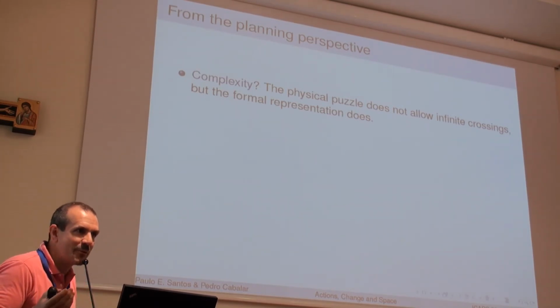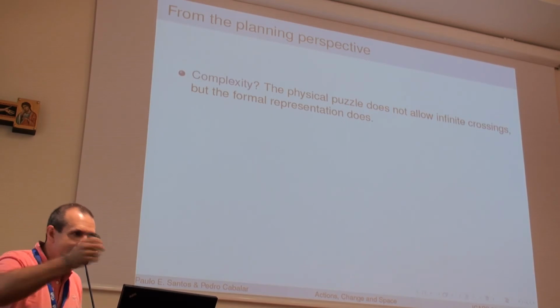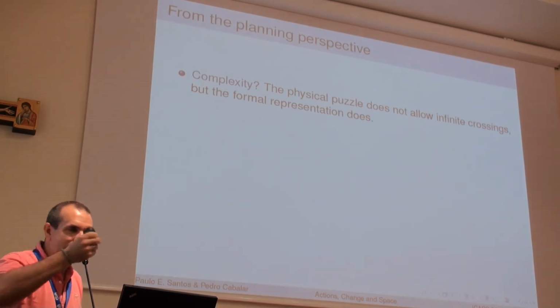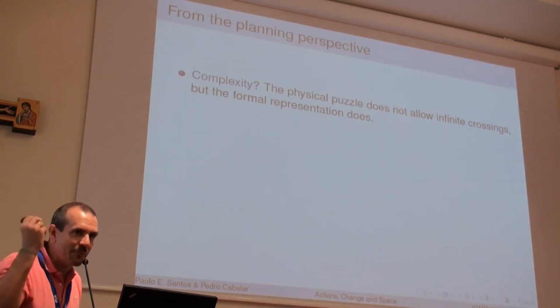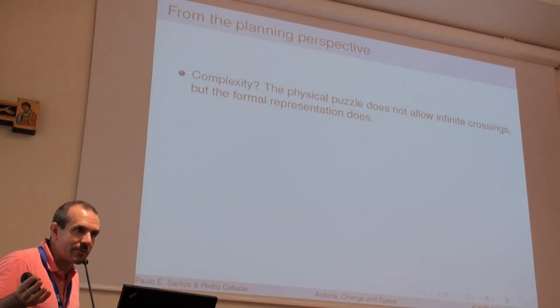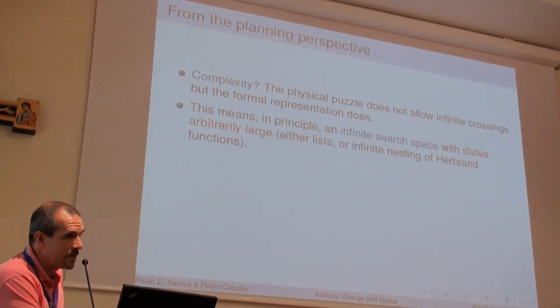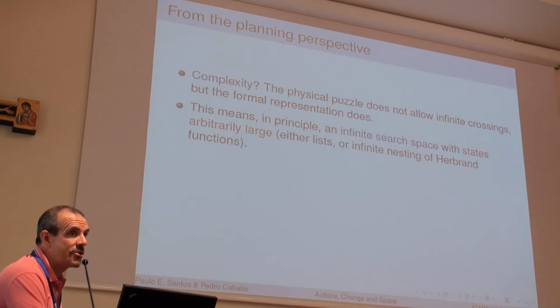So in principle, you could nest the string as much as you want. And you could begin doing things that don't make sense at all, like passing the same object 300 times through the same hole direction and getting a big mess. The planner is trying to do it because it's doing blind search. So we have a search space which is infinite, with arbitrarily large states.